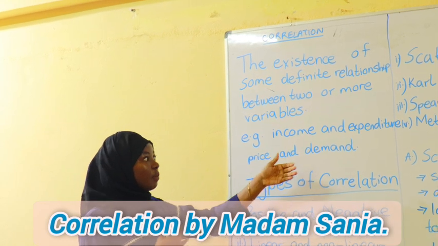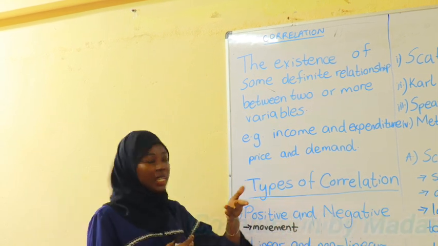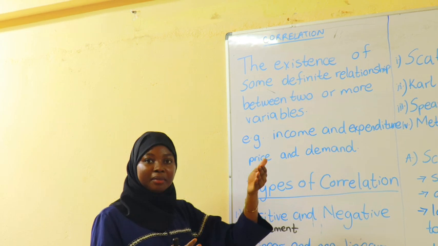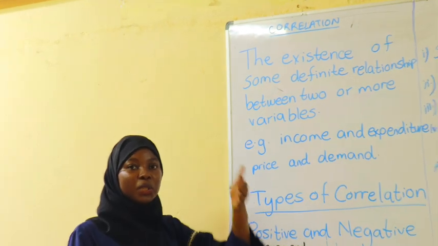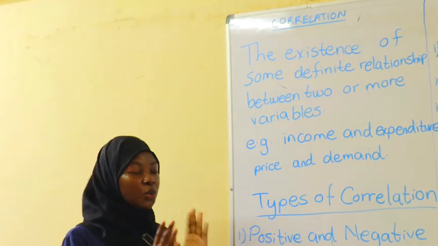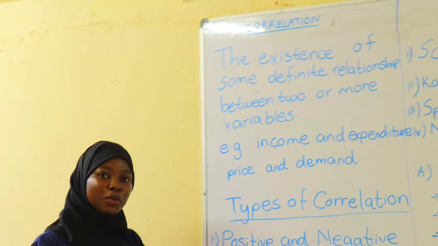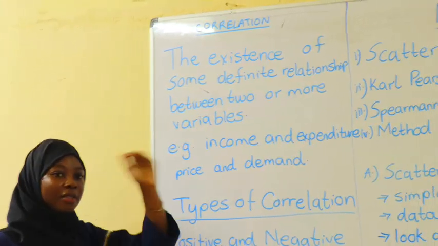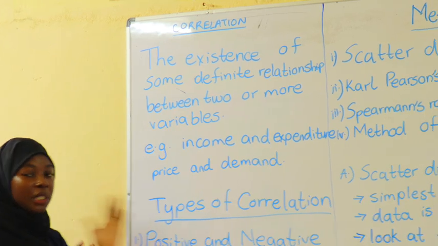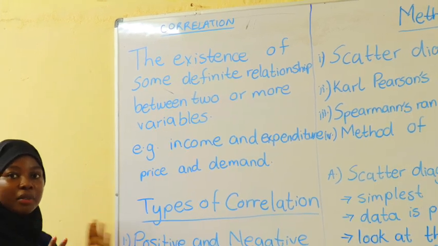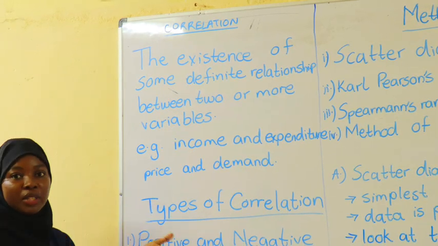When you take an example, income and expenditure, when you have more income, definitely your expenditure is also going to increase. So you see there, those two are correlated. When you have price and demand, when the price goes low for a product, the demand definitely is going to increase. So the relationship between these two variables is what we are calling correlation.